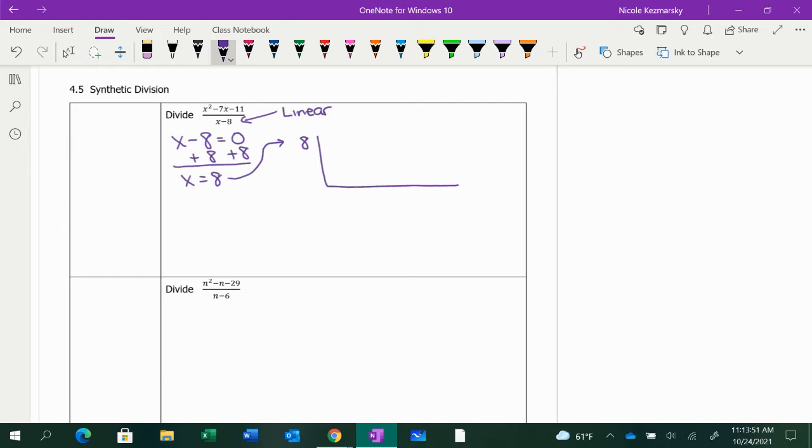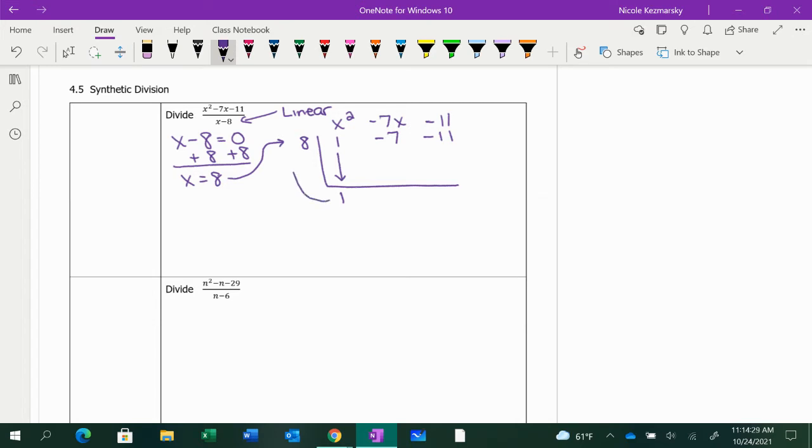The coefficients of the top, so the numbers in front of the x's in the numerator, are going to go across the top here. So the x squared is 1x squared. The minus 7x has a minus 7. And the minus 11 just gets written over again. Our first step is to take that 1, the first number, and just drop it straight down and put it below the box.